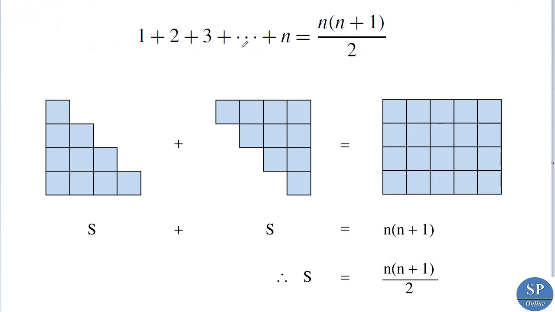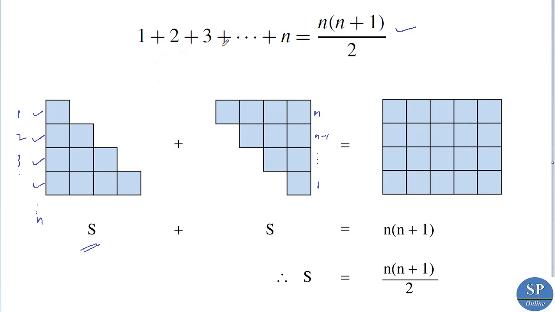This is the demonstration of this formula: 1 plus 2 plus 3 plus etc. up to n is equal to n into n plus 1 divided by 2. So here is one rectangle, then 2 rectangles, 3 rectangles, 4 rectangles, etc. up to n rectangles. And here we have n rectangles, then n minus 1 rectangles, etc. up to 1 rectangle. So here we have 1, 2, 3, etc. up to n, and here we have n, n minus 1, etc. up to 1.